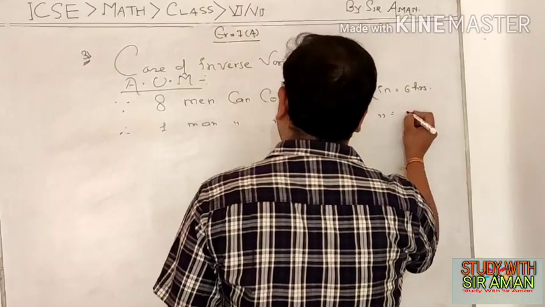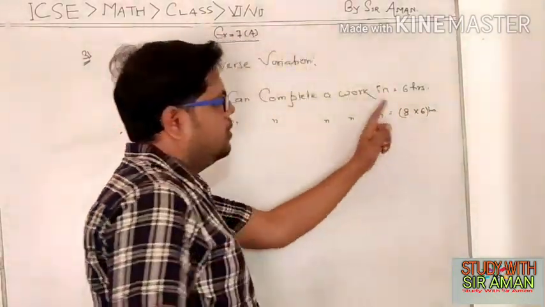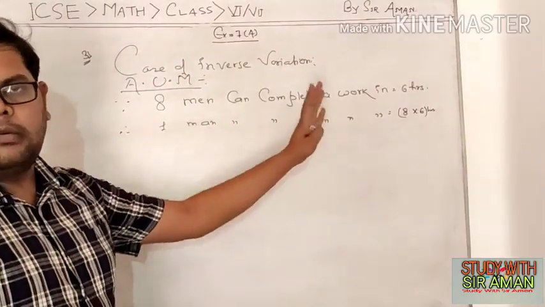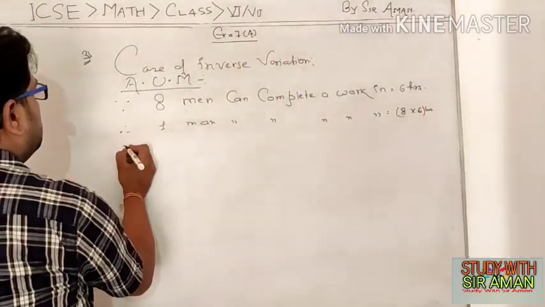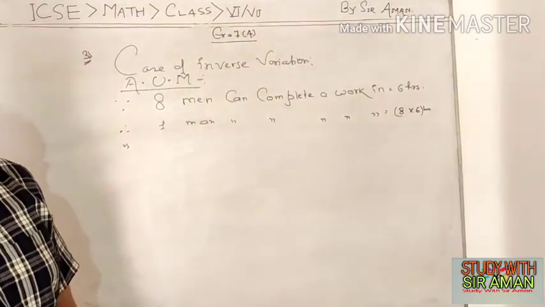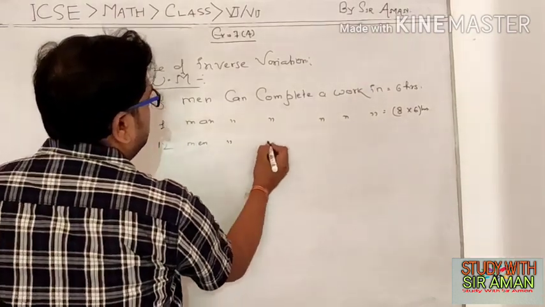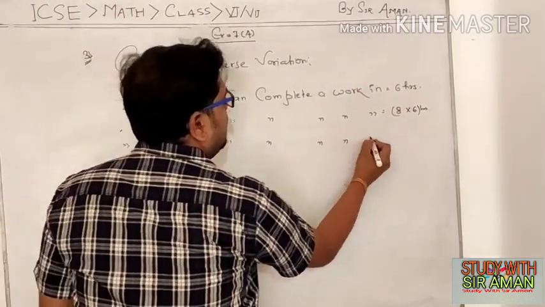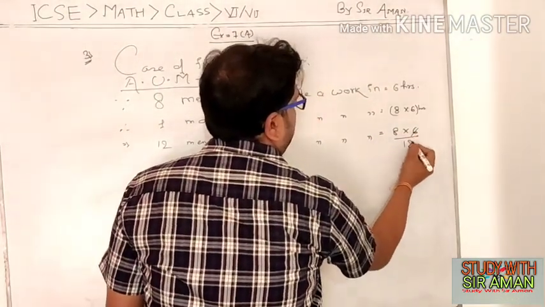8 into 6 hours. Don't multiply and write the answer, okay? Only give the multiplication symbol, leave it. Third line: how many men do we need? 12 men. 12 men can complete a work by 12.